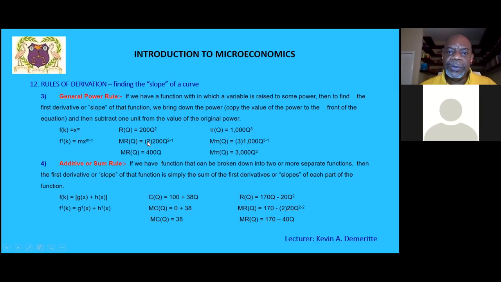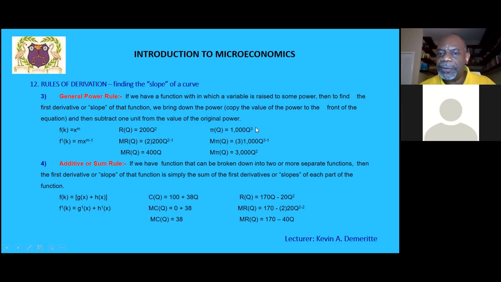Right? 2 times the 200, that gives me 400. 2 minus 1 is 1, so that'll be q raised to the 1 power. Well, any number raised to the 1 power is itself. So we end up with 400q.